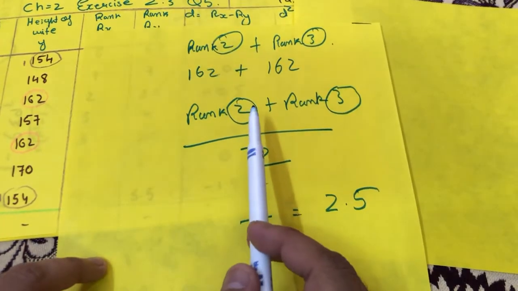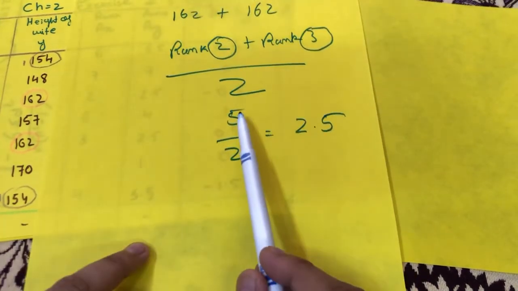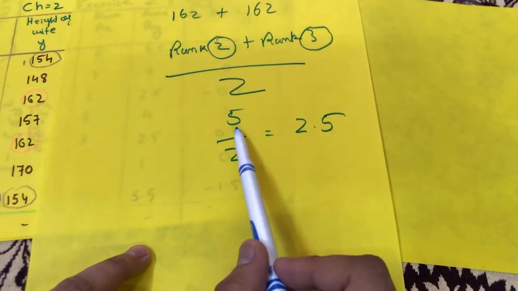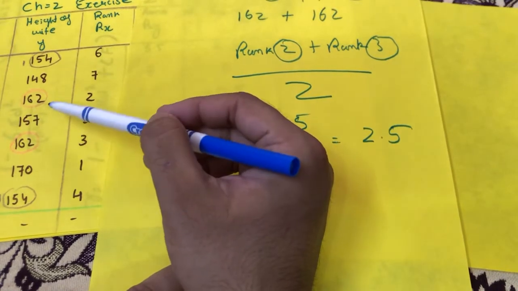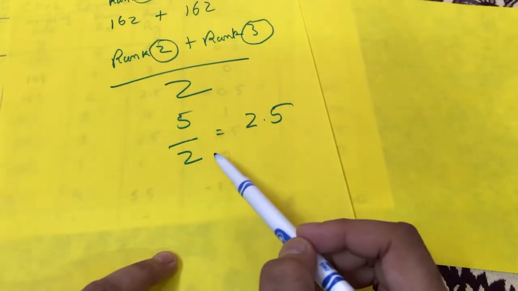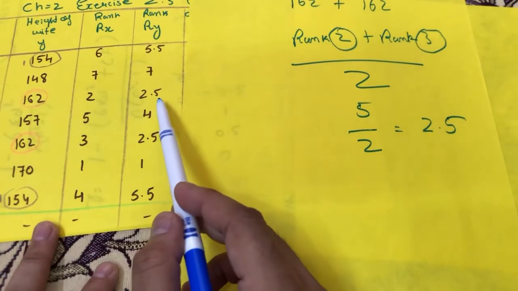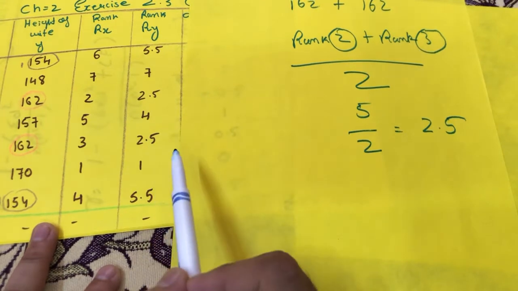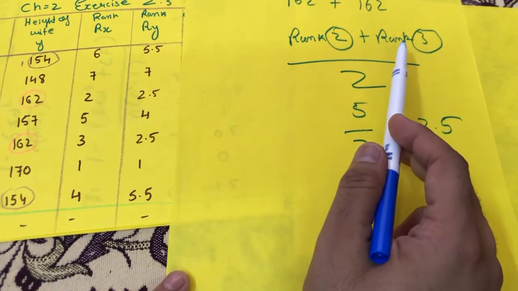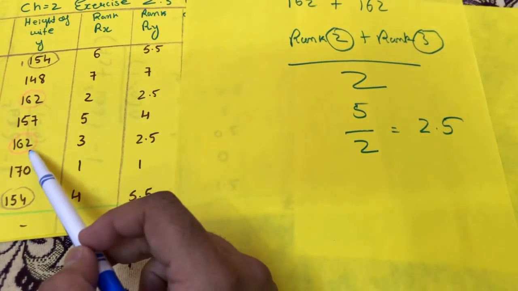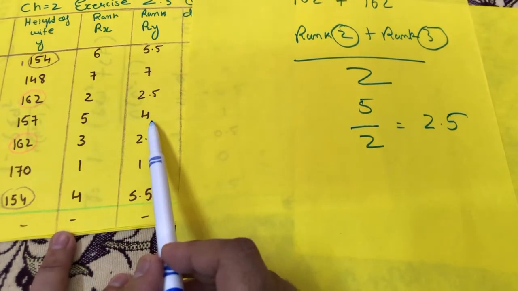So here we will write rank 2 plus rank 3 divided by 2. So 2 plus 3, that is 5 divided by 2. Why divided by 2? Because it is repeated 2 times. So 5 divided by 2, that means 2.5. So in place of 162, we will write 2.5, 2.5. So now we had already given rank 1, 2 and 3. Now the number smaller than 162 is 157. So here we will give rank 4.